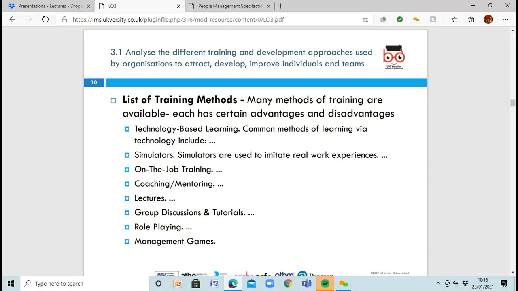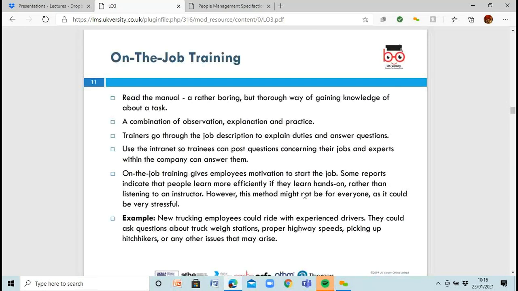So there's a few training methods that can be used. So these are technology-based learning, simulators, so where you're actually simulating real work experiences, on-the-job training, coaching and mentoring, lectures, group discussions and tutorials, role-playing and management games. And we'll look at a few of these over the next few slides.